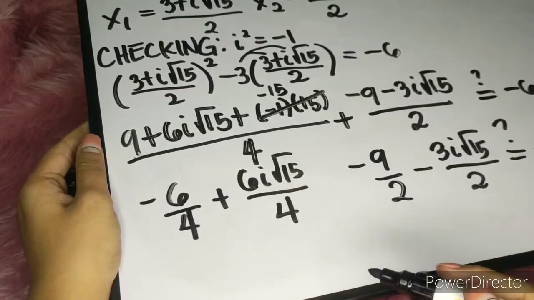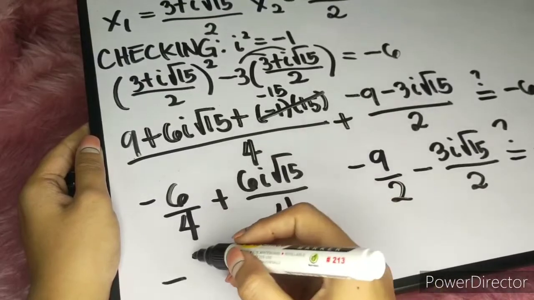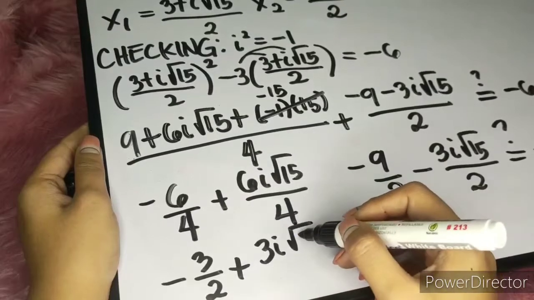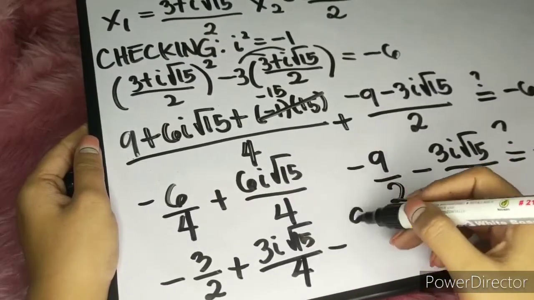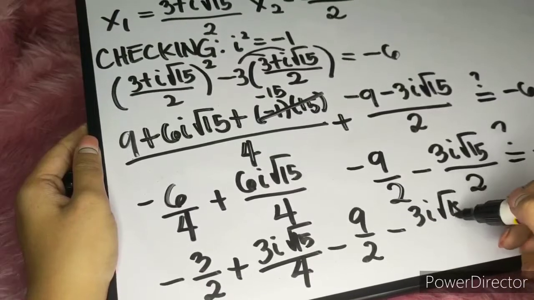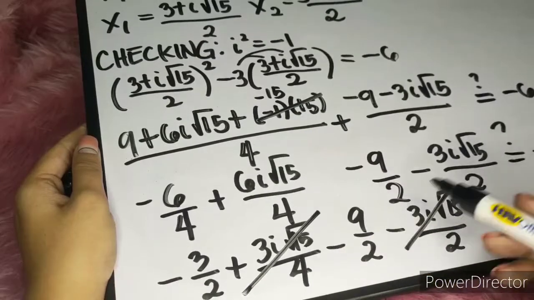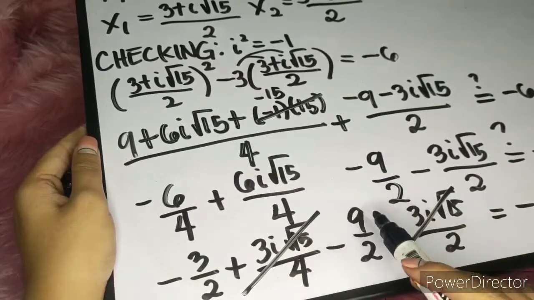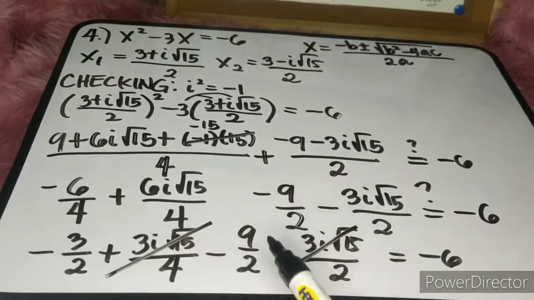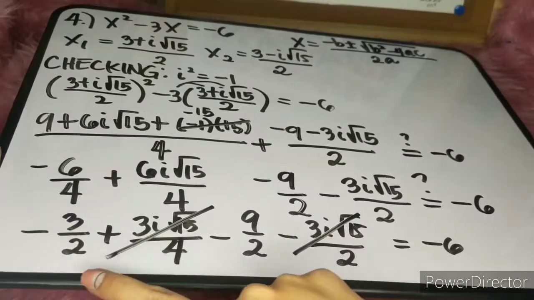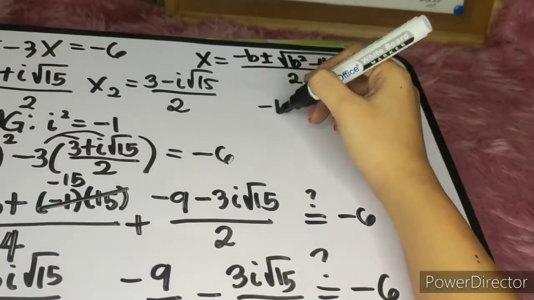Negative 6 over 4 will give us negative 3 halves. And then ito ay magiging 3i square root of 15 over 4. Minus 9 over 2 minus 3i square root of 15 over 2. And as you can see ito, unlike sign to, so cancel. So let's solve the negative 3 halves and negative 9 over 2. It will be same sign, so we will be adding negative 3 and negative 9. So that is negative 12 over 2. So sulat ko dito. So again, ito yung ina-add natin. Na-combine natin. So magiging negative 12 over 2.